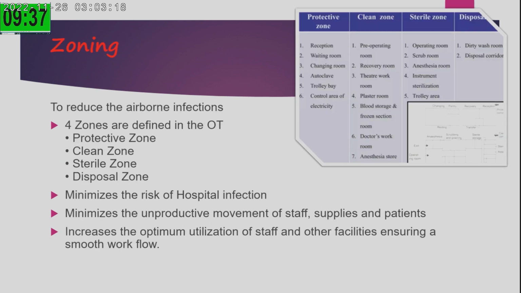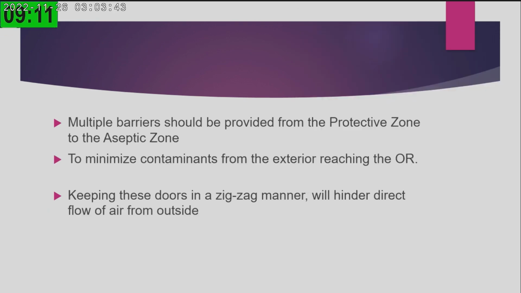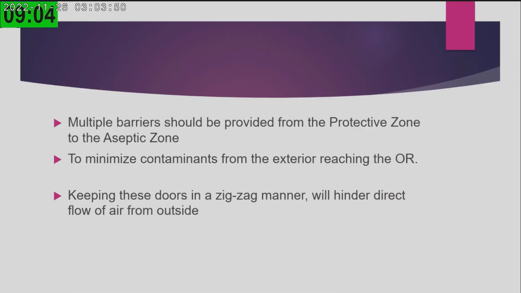The airborne infections in OT can be prevented by dividing the OT into 4 zones. That's a protective zone, which includes the reception area, the waiting area, the changing rooms, etc. From where we enter the clean zone, that is the pre-operative room or the block room in our case, the recovery room, the doctors and nurses work areas, etc. And then we go into the sterile zone, that is the operating theatre, and then there is a disposal area.